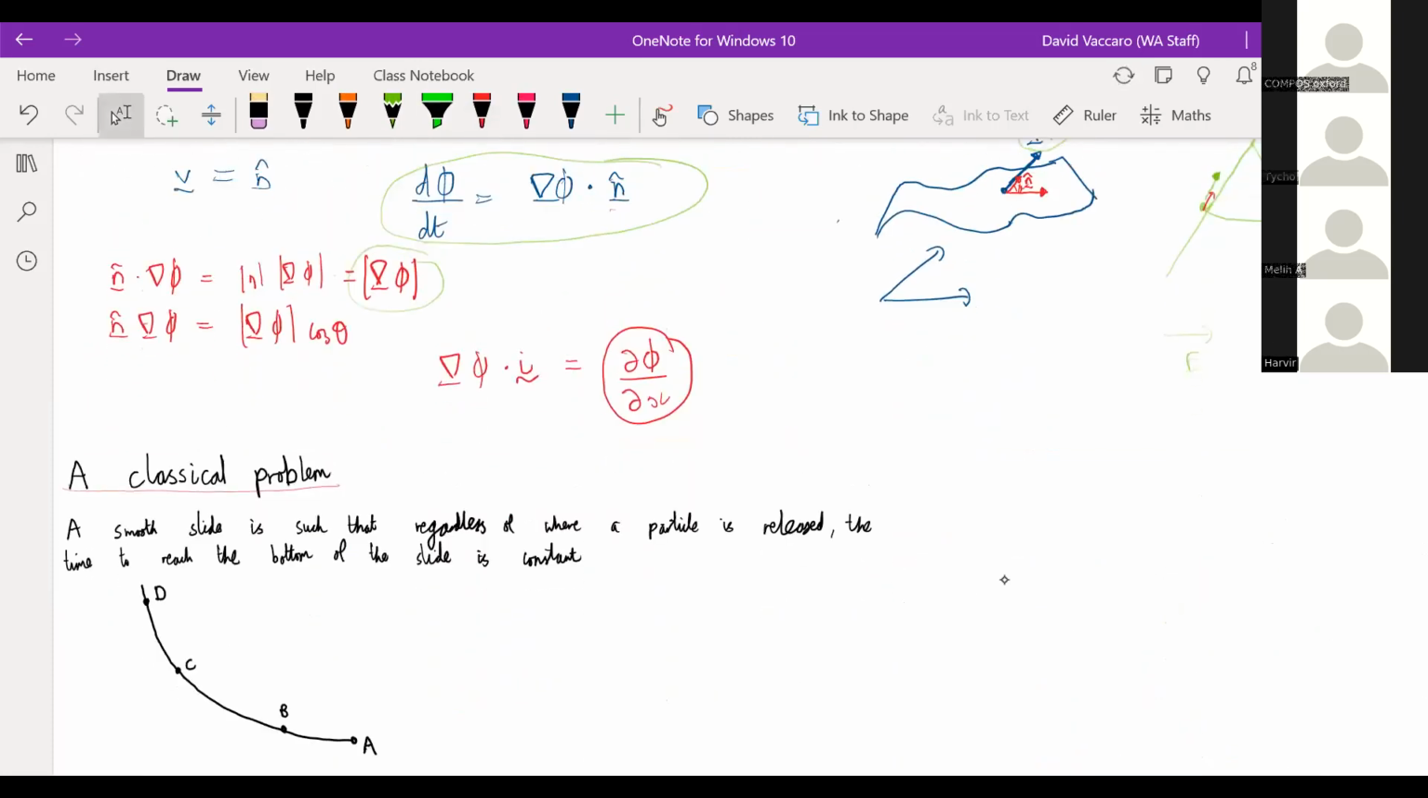Okay, so what we call grad phi dot n is the directional derivative in the direction of n.